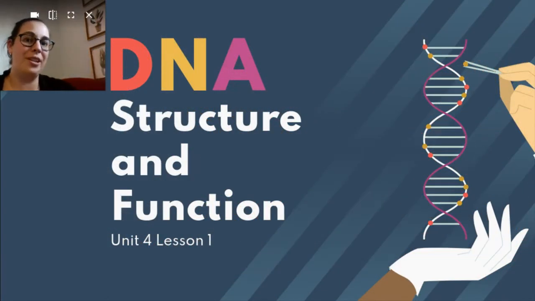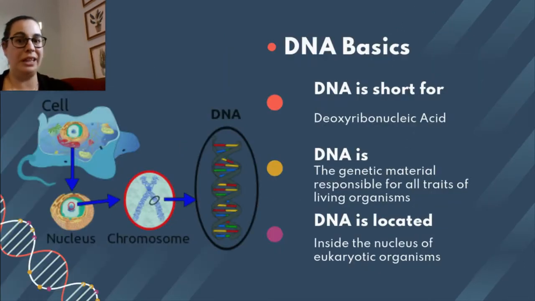Hi, you guys. Miss Judd in the corner here to talk about Lesson 1 on DNA structure and function. Now, the first question we need to ask is, what is DNA? What are we even talking about? DNA is short for deoxyribonucleic acid. Obviously, that's a really long word, which is why we just call it D for the deoxy, N for the nucleic, and A for the acid. DNA is the genetic material responsible for all traits in all living organisms. The way we look and act is coded in our DNA.